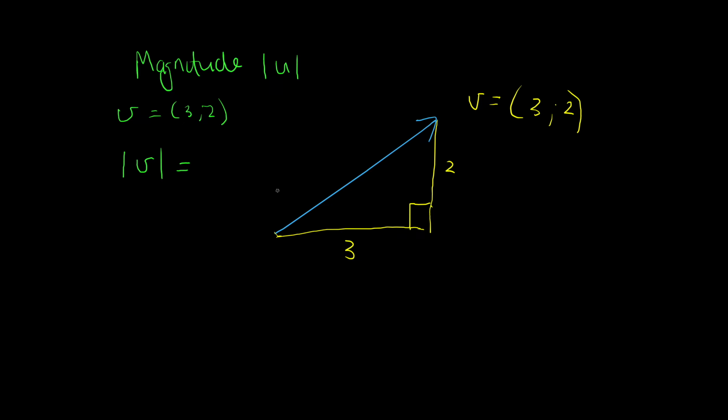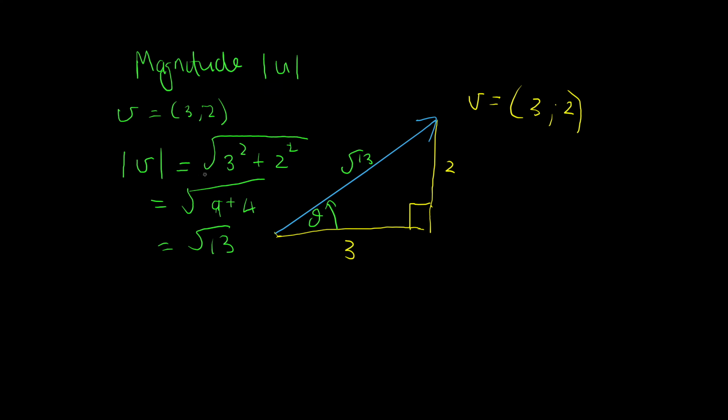Remember, for Pythagoras, we have the adjacent side squared plus the opposite side squared, which is 3 squared plus 2 squared, and we must get the square root of these two. This is then the square root of 9 plus 4, which is the square root of 13. That would be the length of this side. So the square root of 13 is the magnitude of our specific vector.